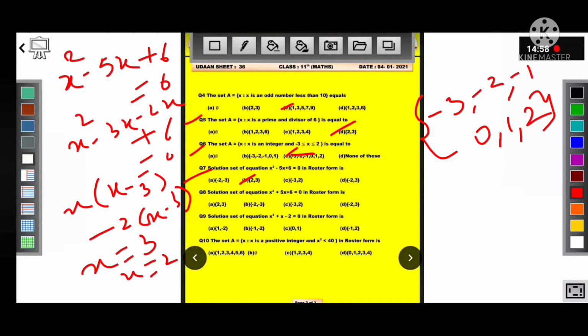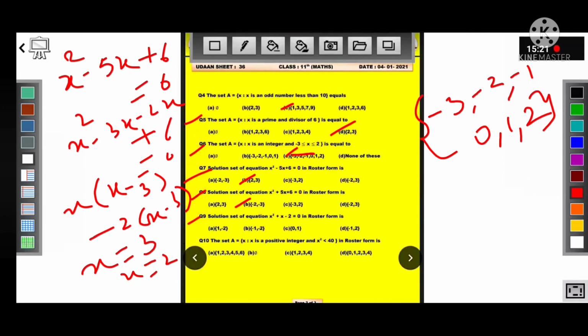Next question, the solution set of the equation x square plus 5x plus 6 is equal to 0 in roster form. This is also done by factorization by splitting the middle term. So x is equal to minus 2 and minus 3.